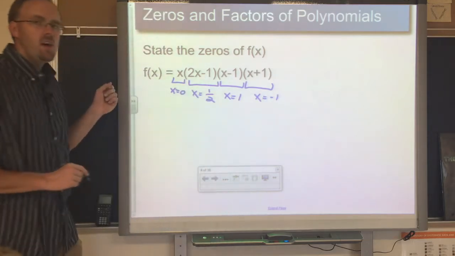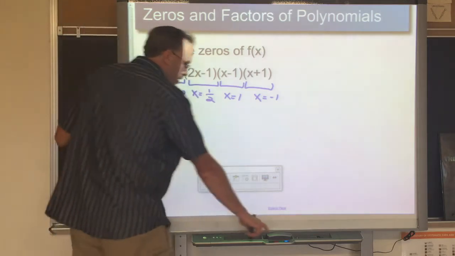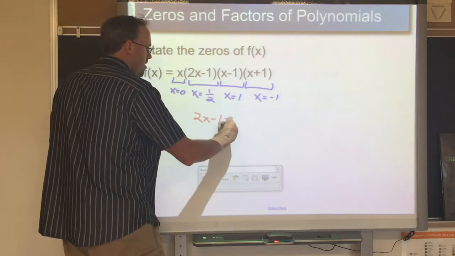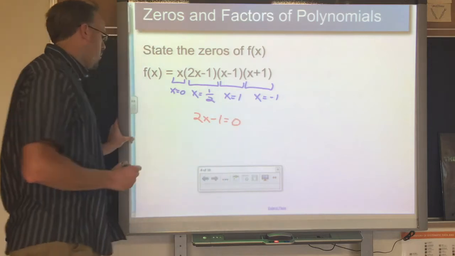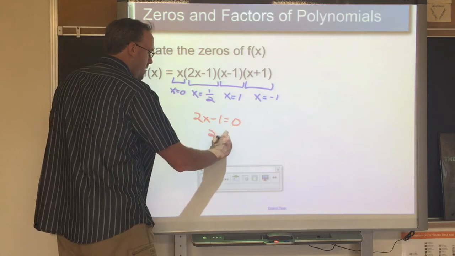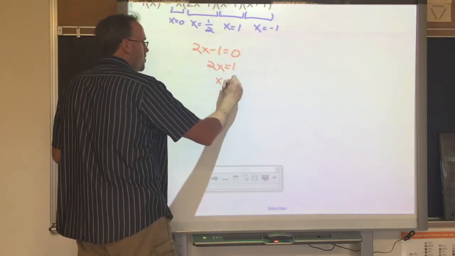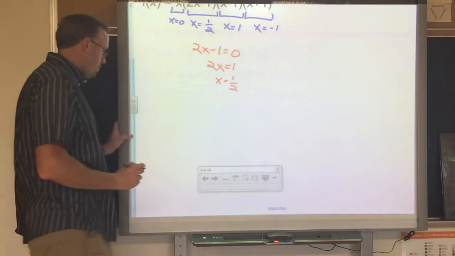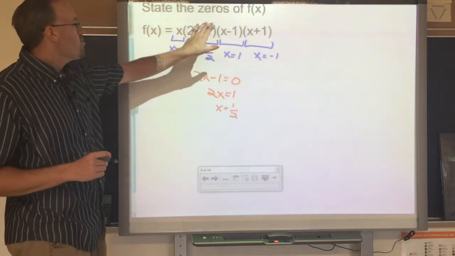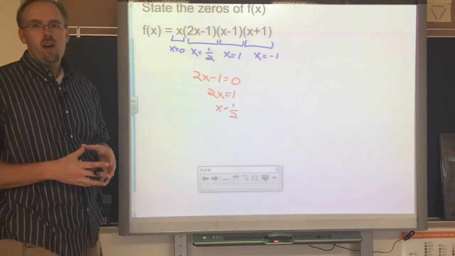Now, if you're having trouble figuring out what makes this 0, you can take whatever is in the parentheses and set it equal to 0 and say, that's what we want, so what does x have to be? Add 1 to the other side, and then divide by 2. So if you need that extra help, just set each quantity inside the parentheses equal to 0 and solve for x.